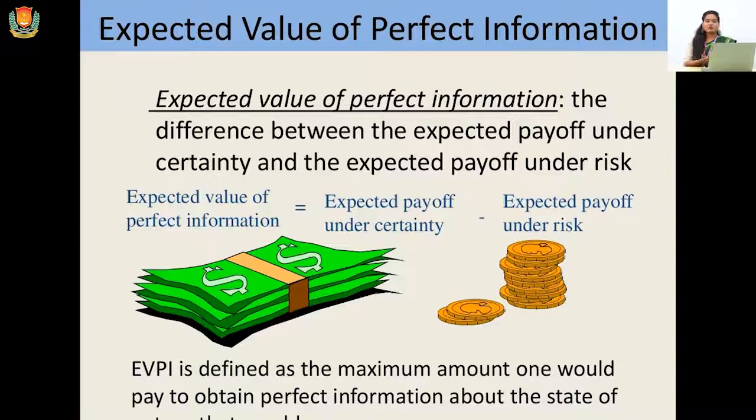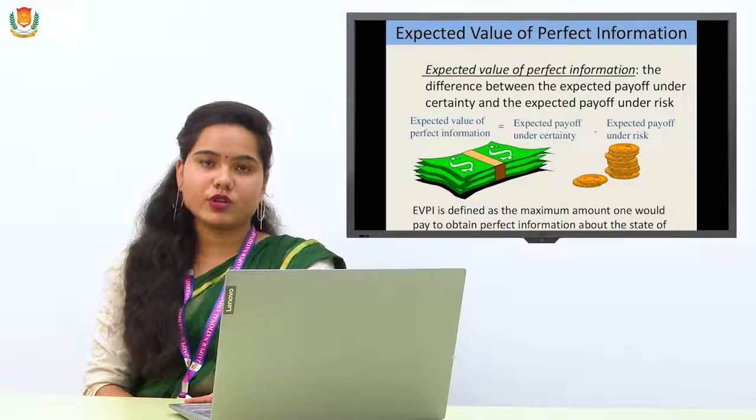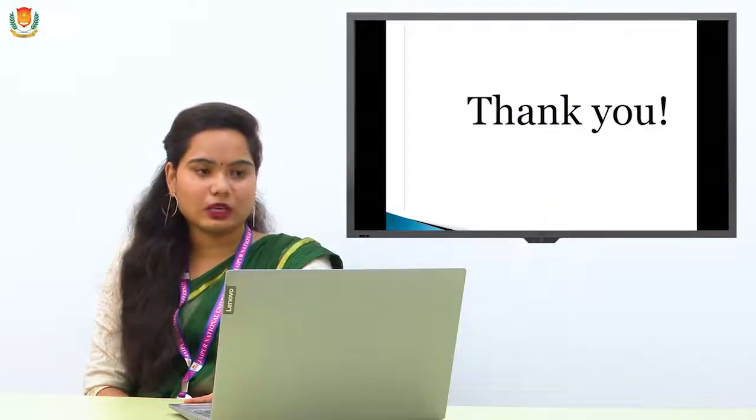Then for the EVPI, you need to find the difference between the expected payoff under certainty and the expected payoff under risk, by which you find the expected value of perfect information. It is defined as the maximum amount one would pay to obtain perfect information about the state of nature that would occur in the future. So for that we calculate the EVPI.